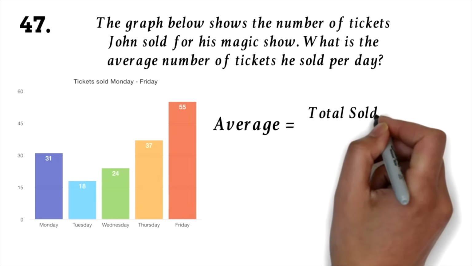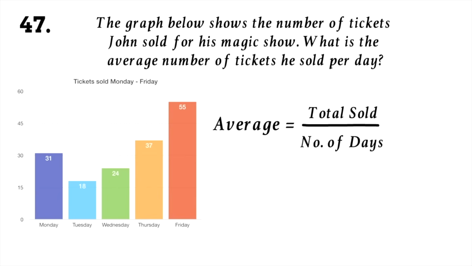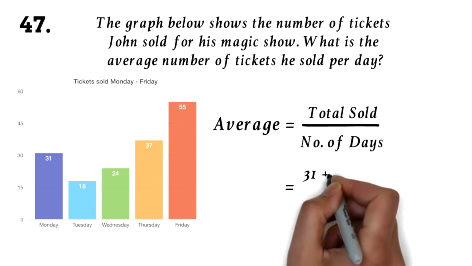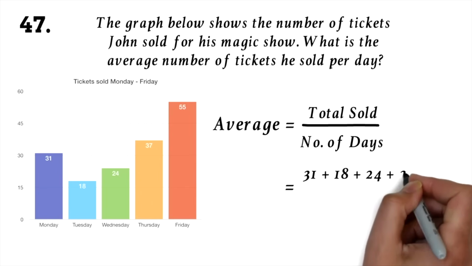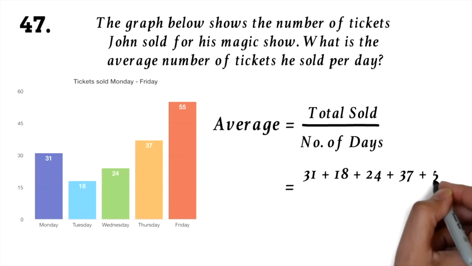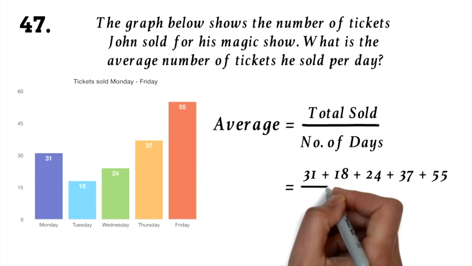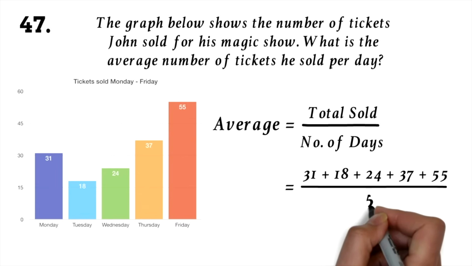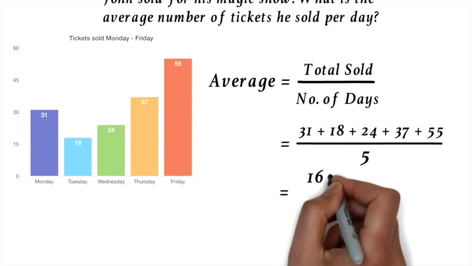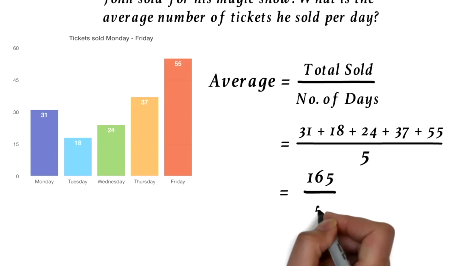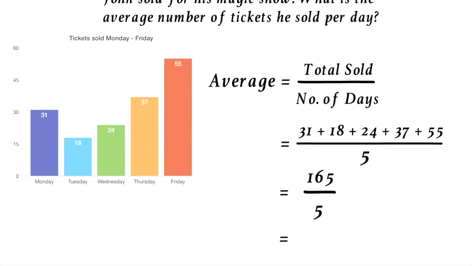Average is the total sold over number of days. We will add all the tickets sold. We have 31 plus 18 plus 24 plus 37 plus 55 divided by the number of days, which is 5. So we have 165 divided by 5. This will give us 33 as the average.